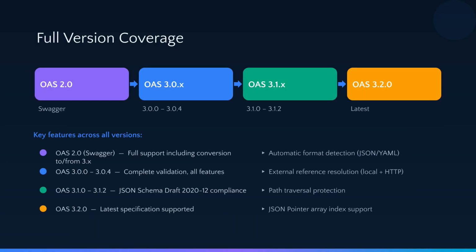Full version coverage. OAS Tools supports the full range of OpenAPI versions, from the original Swagger 2.0 through the latest 3.2.0. This is important because many organizations have specs in different versions. Maybe your older services still use Swagger 2.0 while newer ones are on 3.1. OAS Tools lets you work with all of them, convert between them, and even diff across versions. The OAS 3.1 support includes full JSON Schema Draft 2020-12 compliance, which is a significant specification change from 3.0.